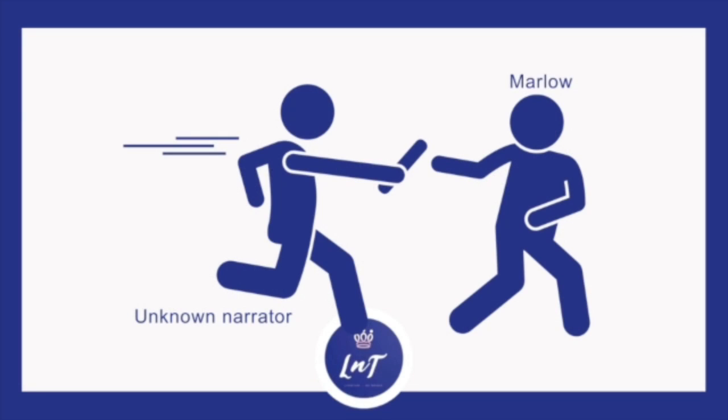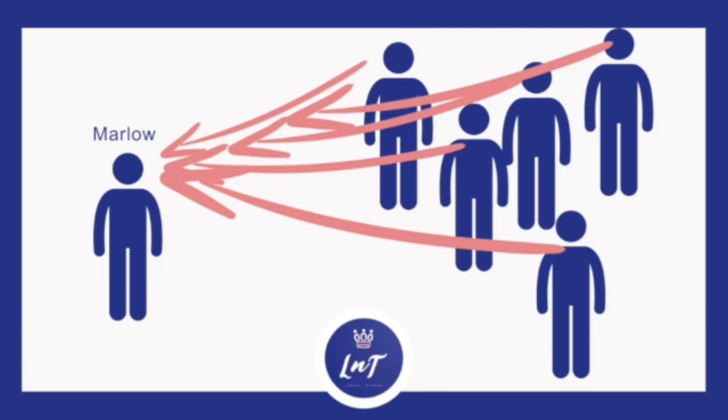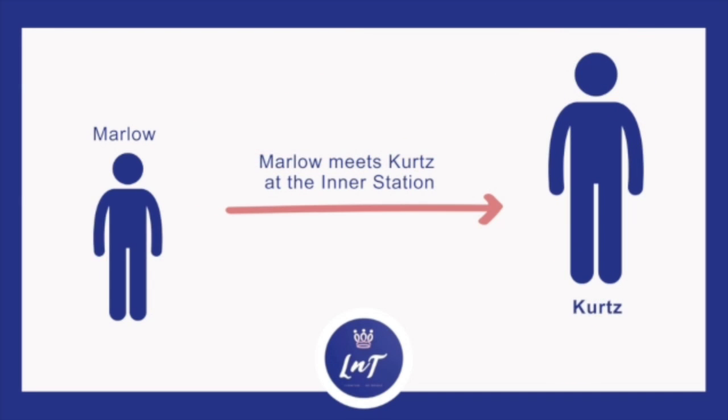To sum up, in Heart of Darkness, the perspective operates like a relay race. It begins with one narrator who then passes the narrative baton to Marlow. Marlow, in turn, learns about Kurtz from others before encountering him firsthand. This approach allows us to see Kurtz not exclusively through Marlow's viewpoint, but also through the lens of various characters who discuss Kurtz prior to his actual appearance in the narrative.